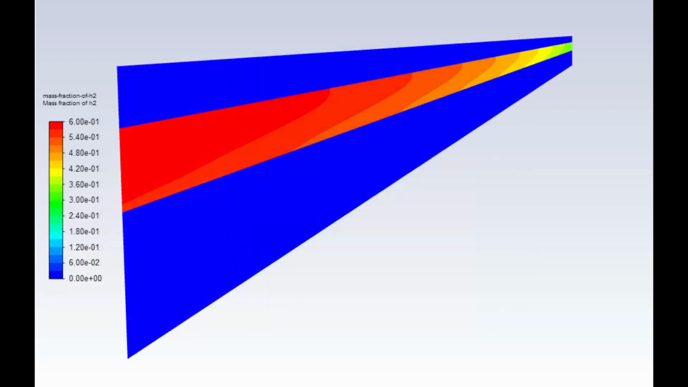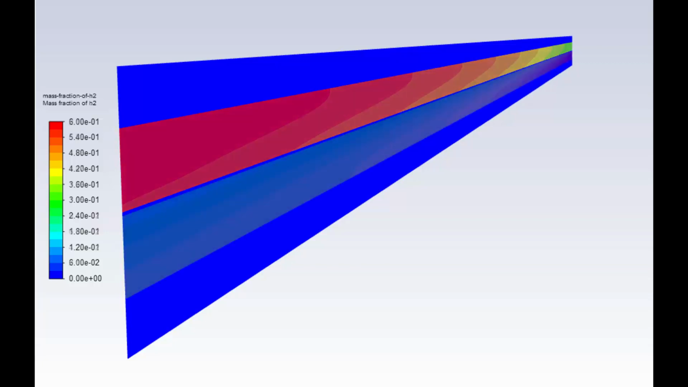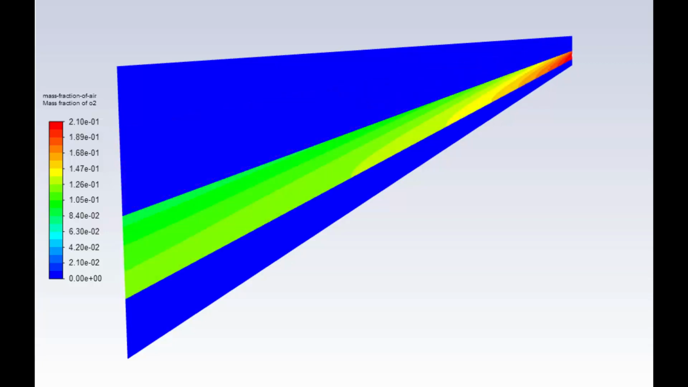To see how the mass fraction changes in the direction of the flow, I plotted a contour showing the mass fraction of hydrogen gas at a lengthwise cross-section. As you can see, the mass of hydrogen decreases in the direction of the flow on the anode side of the cell. Here's a similar plot on the same plane describing the mass fraction of oxygen. The oxygen decreases in the direction of the flow on the cathode side. This concludes this demonstration showing you how to use the PEM fuel cell model in ANSYS Fluent.